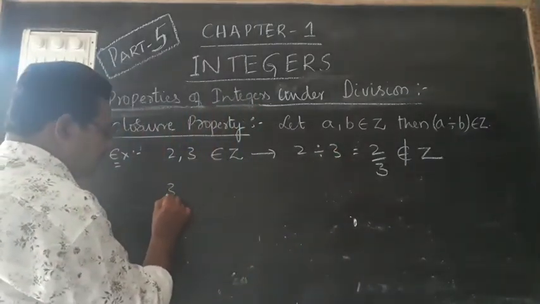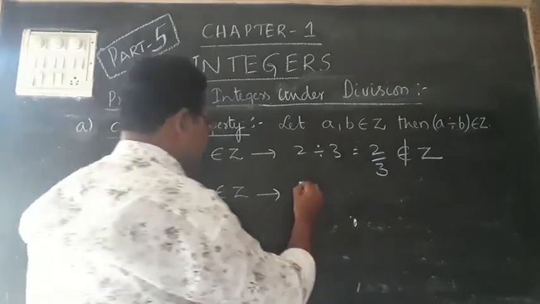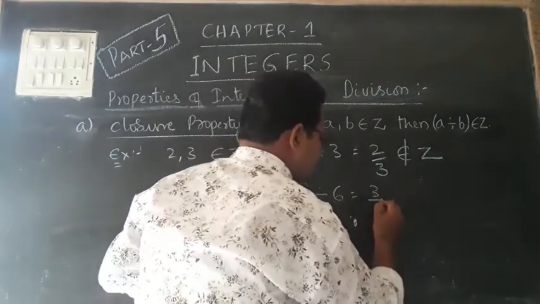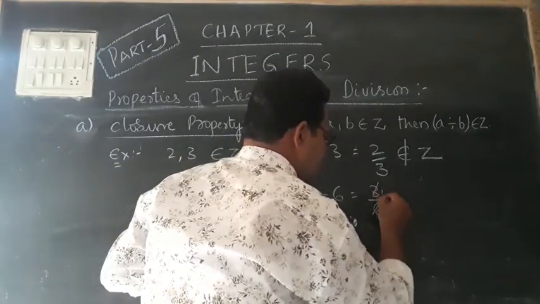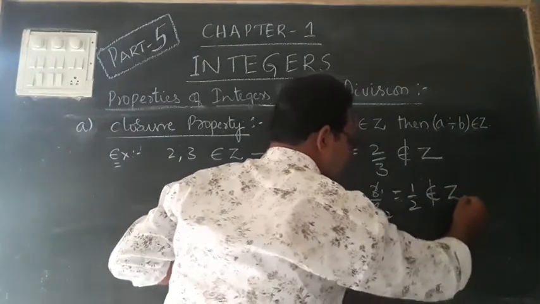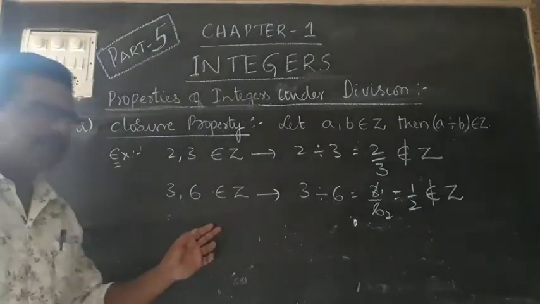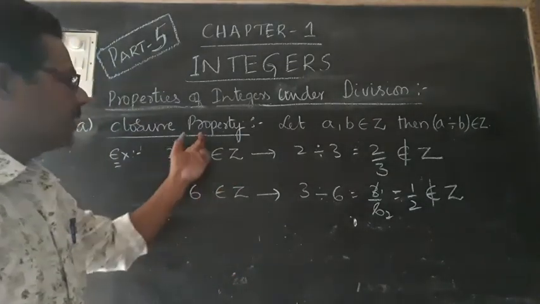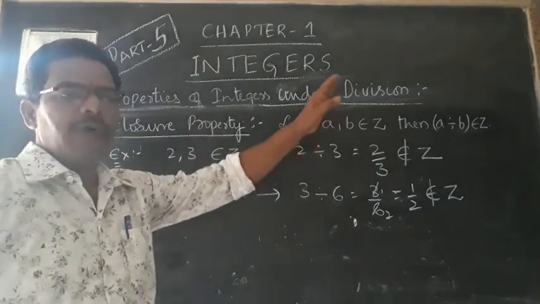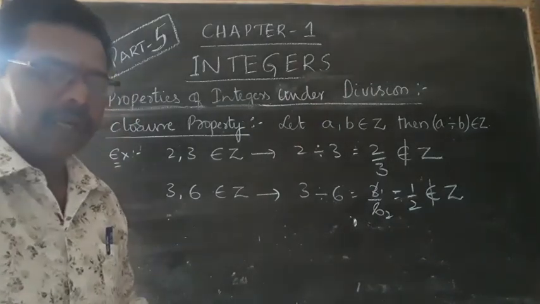And another example, 3 and 6 I have taken. 3 divided by 6 means 3 by 6. Three ones are three, three twos are six, so we get 1 by 2. This 1 by 2 also does not belong to the set of integers. So in division it is not possible to get the closure property. That means the closure property is not followed under division in the set of integers.